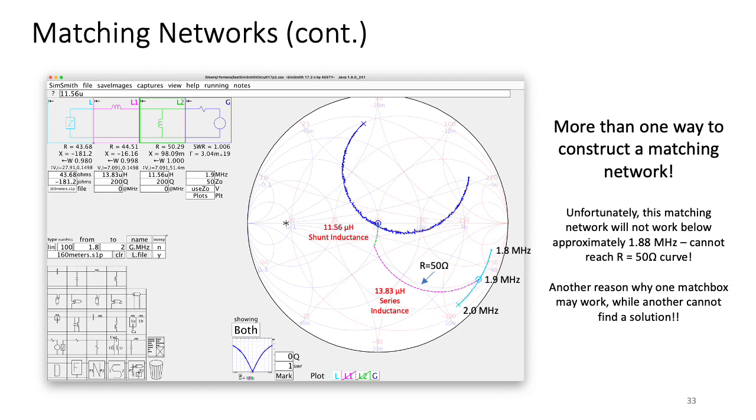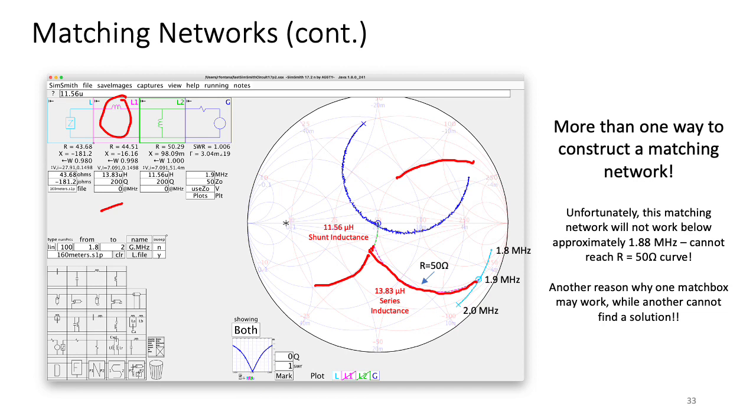Here's another example. Remember that moving to the right, or clockwise direction, corresponds to a series inductance. So what I can also do is, instead of hitting the 50 ohm resistive line, which is this curve here, I can also hit the 50 ohm admittance line, or reciprocal 50 conductance. In order to do that, I add a series inductor, which you'll see here. And a series inductor of 13.8 microhenries gets me to a point on the conductance curve, which is equivalent to 50 ohms.